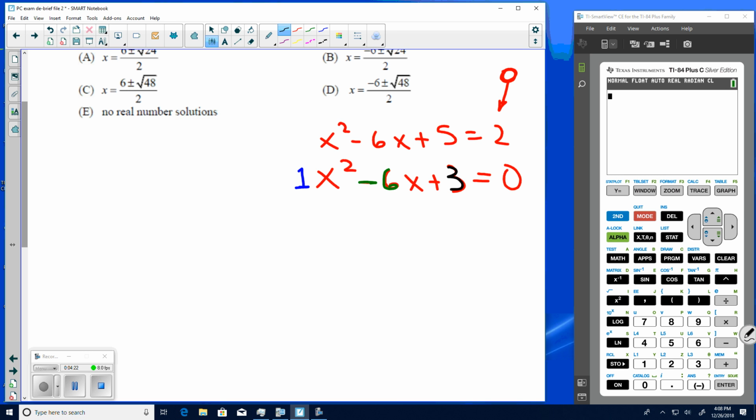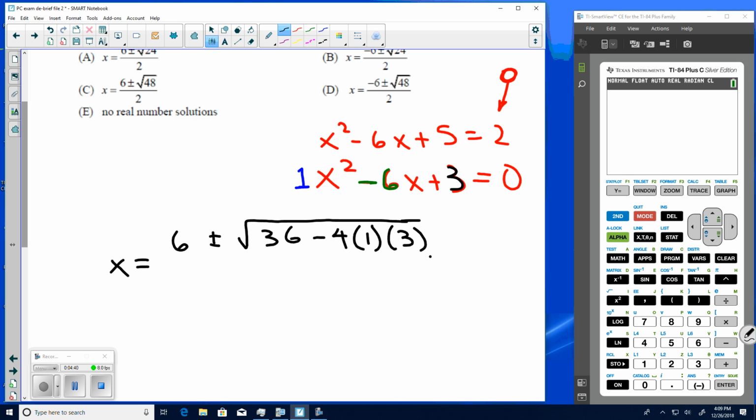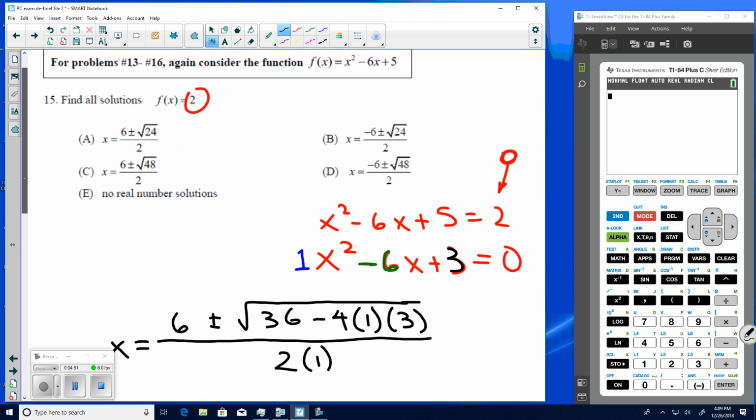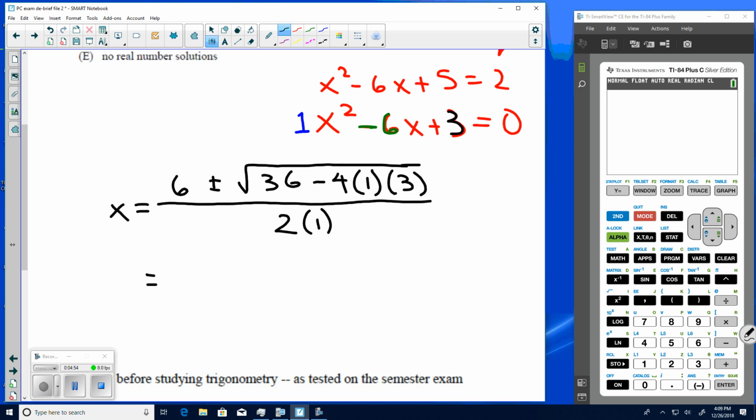And the quadratic formula says we can write down x is equal to the opposite of b, which is a positive 6, plus or minus the square root of b squared, which is 36, right? Negative 6 times negative 6, minus 4 times a times c. Okay, and all that's over 2 times a. So there's our answer. We should clean it up because notice that the choices are all with the radical cleaned up a little bit. So this will be 6 plus or minus the square root. What do we have? 36 less 12.